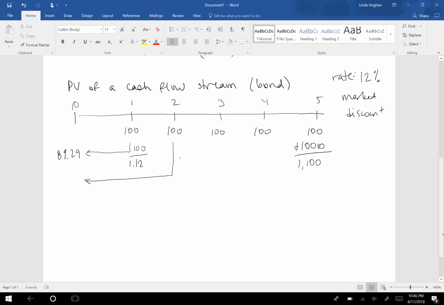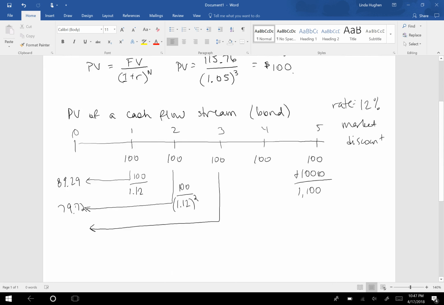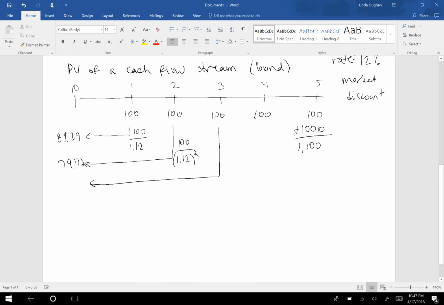We need to discount $100 to be received in 2 years. We need to discount that back 2 years. So 100 divided by 1.12 squared for the 2-year period. And this is going to get us 79.72. Year 3. What's the value of this cash payment to be received at the end of year 3? 100 divided by 1.12 cubed. 71.18.